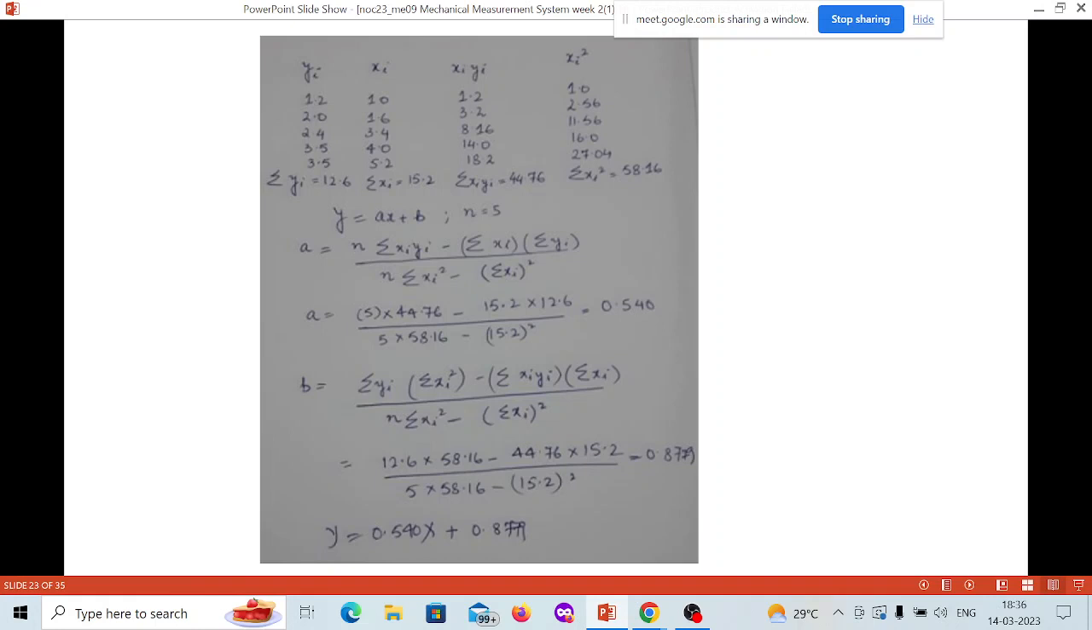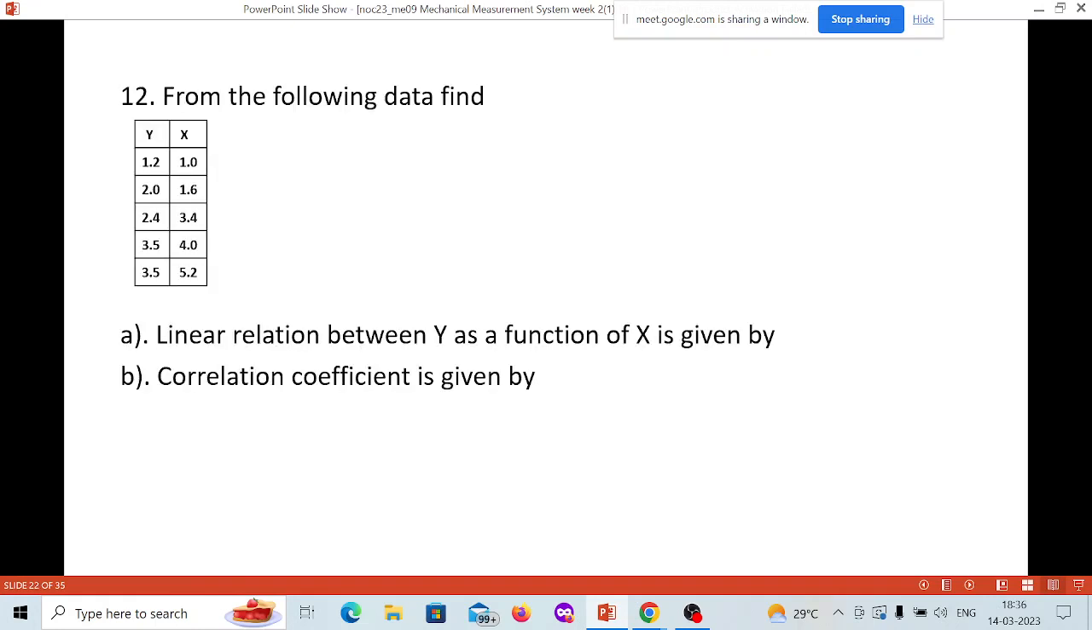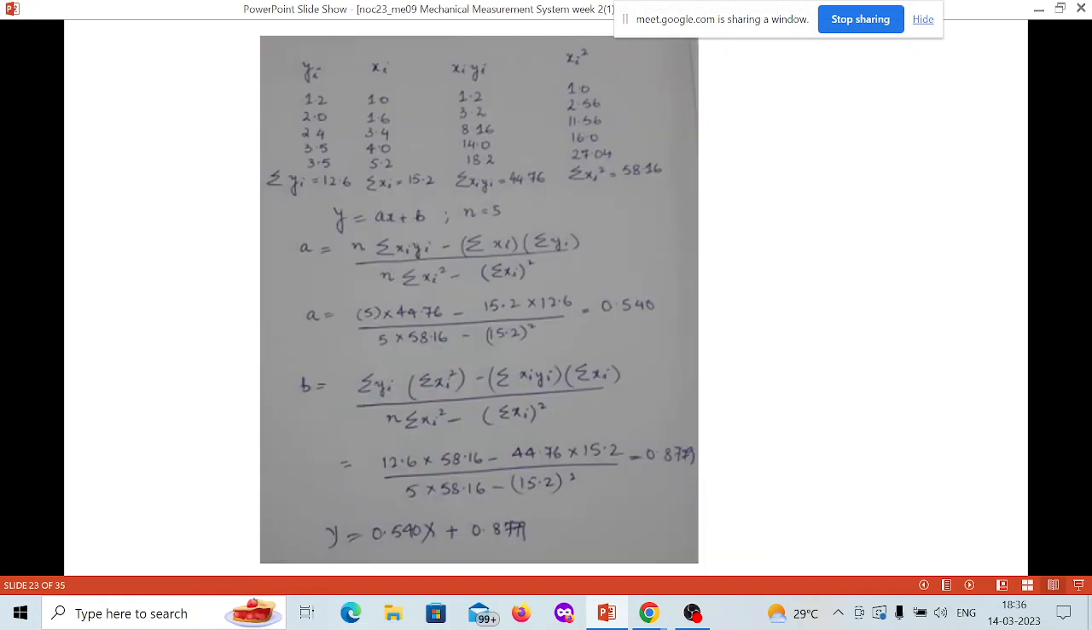Now you sum all the values of yi, xi, yi and xi square. So if you have this, please note that this is done by least square. So we are solving it as a least square to fit the yi and xi. So we have summation of yi is 12.6, summation of xi is 15.2, and summation of xi yi is 44.76.